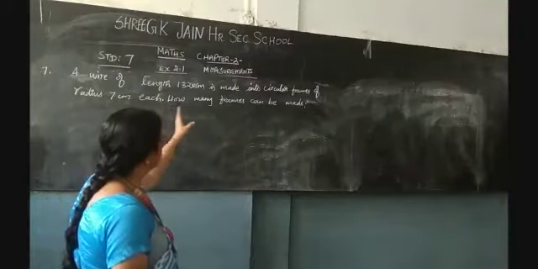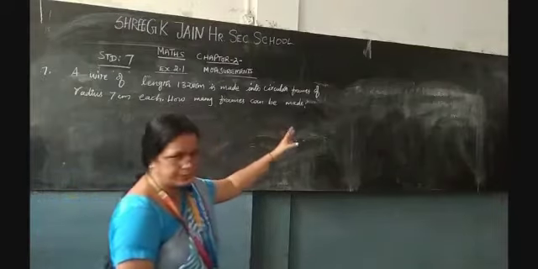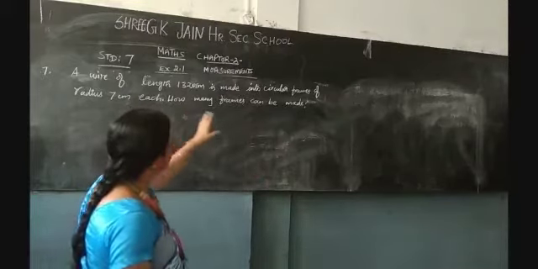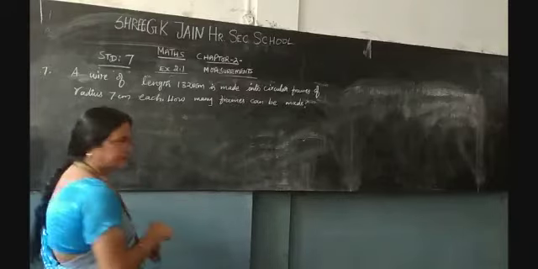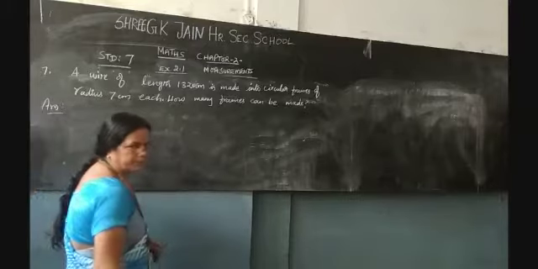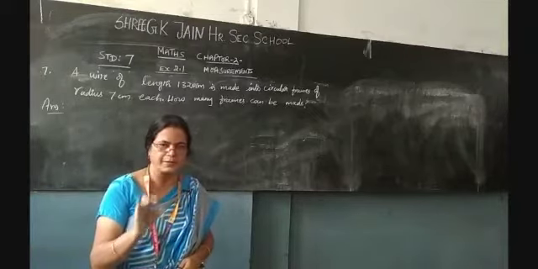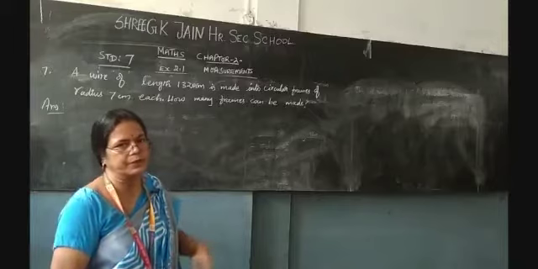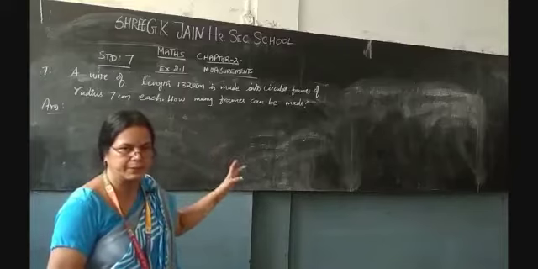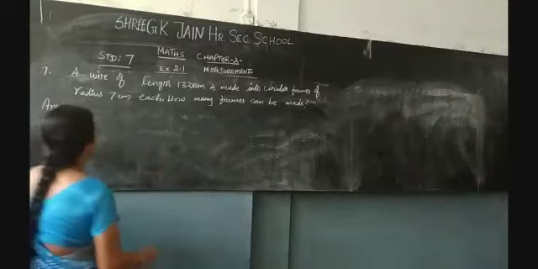Okay children, what is given here? A wire of length 1320 centimeter is made into circular frames of radius 7 centimeter each. How many frames can be made? Shall we see the answer? Here we are going to find the number of frames. What is given in the question? The length of the wire is given. One more thing, radius is given, 7 centimeter. So the radius of each circular frame equal to 7 centimeter. From that, we are going to find the number of frames.